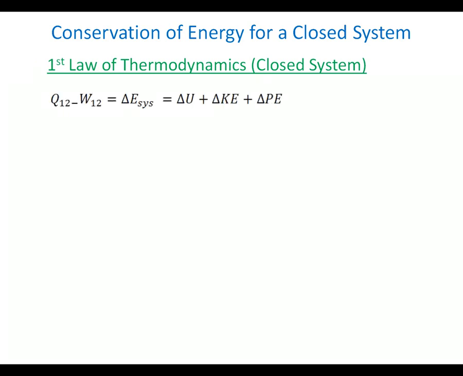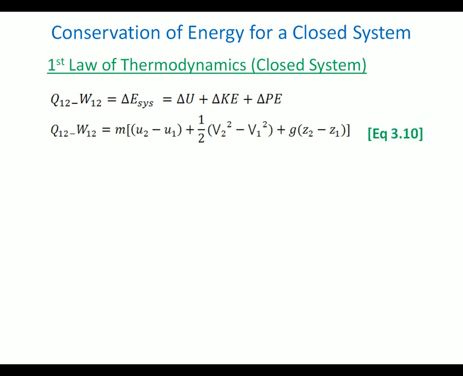And we said that the change in energy state will just therefore be the change in each of the components of the total energy. Then we can rewrite this as the energy transfer is equal to the mass times the change in that specific total energy. This is equation 3.1 in the text. This is the equation we'll use when we say that we're using the first law of thermodynamics for a closed system. Some notes to make about using this equation.